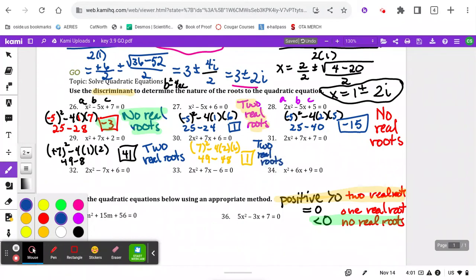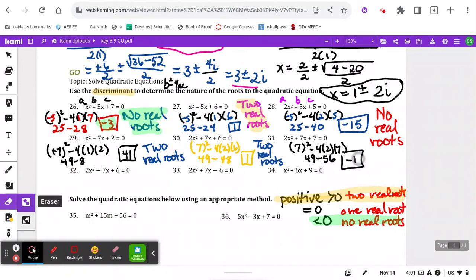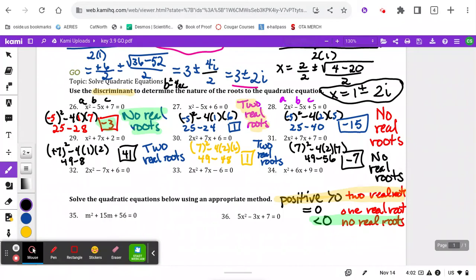Are you seeing the most common one? Next is B squared minus 4 times A times C. It's 49 minus 56. 8 times 7, 56. So that's a negative. If it's negative, it's going to be no real roots. Let me just double check that number. -7. So 49 minus 56 is -7. That means no real roots because our discriminant was less than 0. Our discriminant was negative.